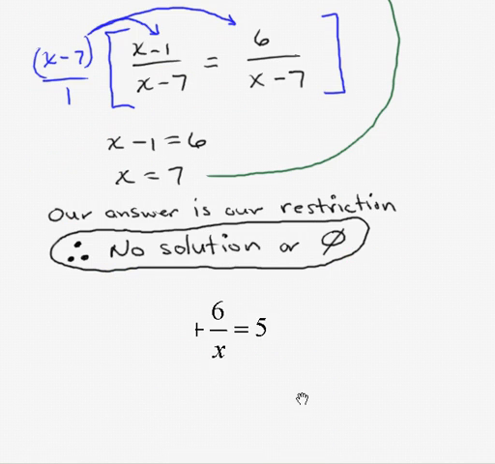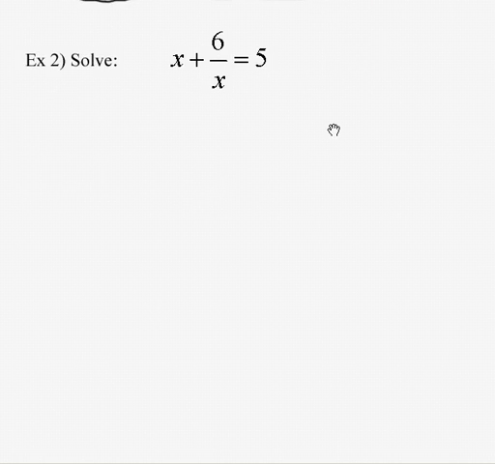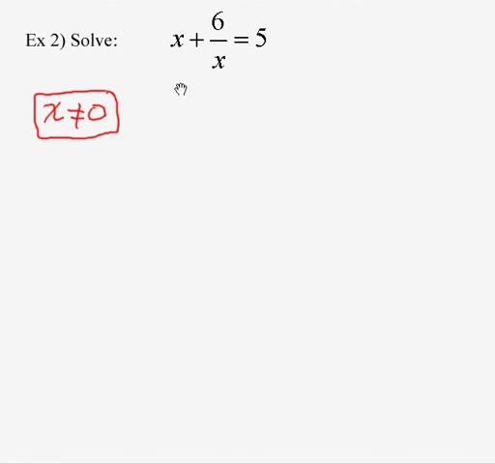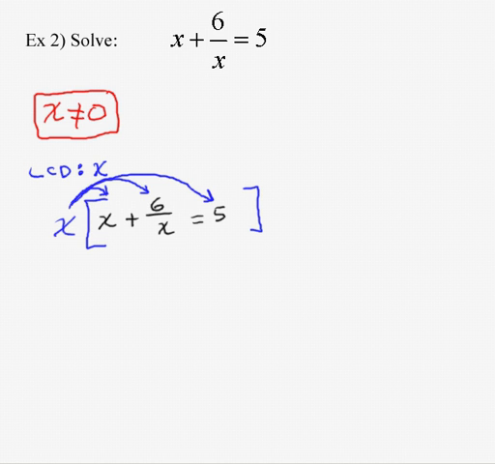Let's look at our next example, which looks deceptively simple to start. x over 1 plus 6 over x equals 5. We don't have a problem with this x because that's x over 1. This x, we cannot allow x to be 0 because that would give us 0 in the denominator. And since my only denominator is x, that's my LCD. Let's multiply everything in the equation by the LCD.